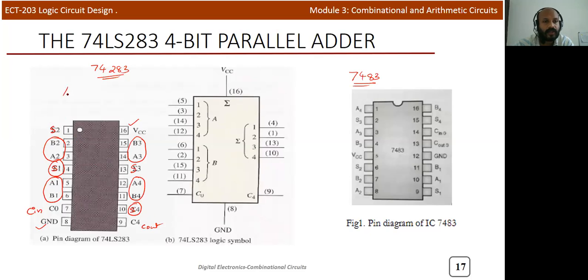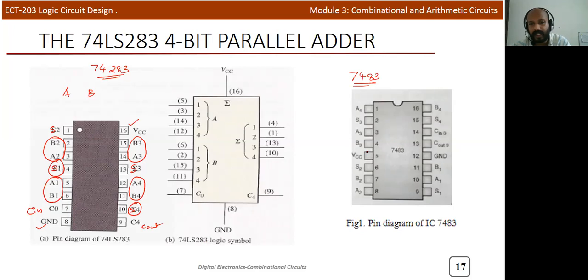So we can add 2 binary values, each 4 bits wide. And you can also take the outputs S1 S2 S3 S4 and the carry out C4. So this is the logical symbol of the 7483.